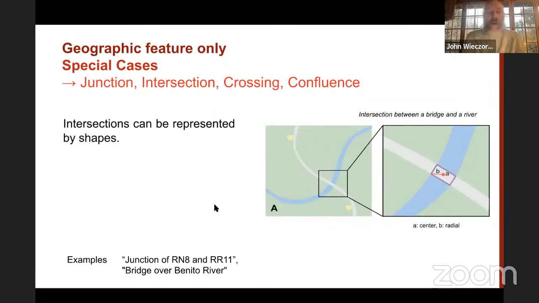Here is another example: junctions, intersections, crossings, and confluences. The intersections themselves can be represented by shapes. So in the A part of the diagram, we're looking at a road crossing a river. And in the right part of the diagram, we're taking a little bit of a zoom into there to look at exactly the part of the intersection where the road is on top of the river. So that's the real and detailed intersection of those two places. And it can be drawn as basically a rectangle and georeferenced as that rectangle. That's the junction.